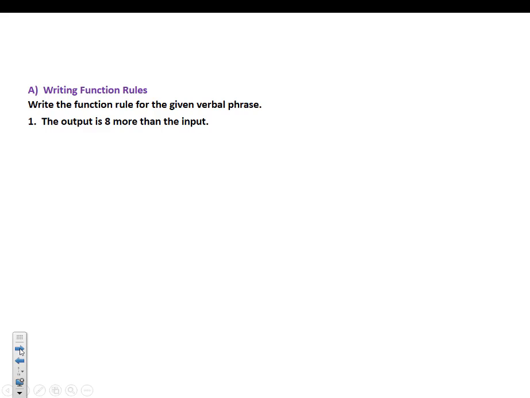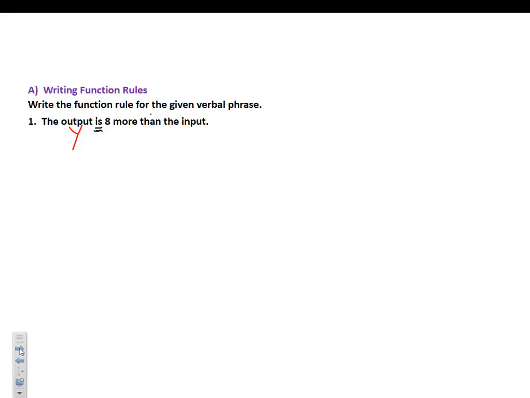So here we have it. We're going to write some function rules from the given verbal phrases. It says the output is 8 more than the input. Well, we know the output is y. Y is our output, is our dependent variable. It is represented by the mathematical sign equals.